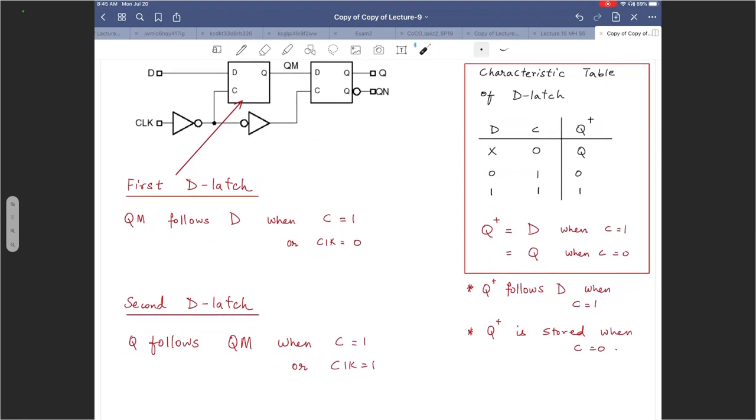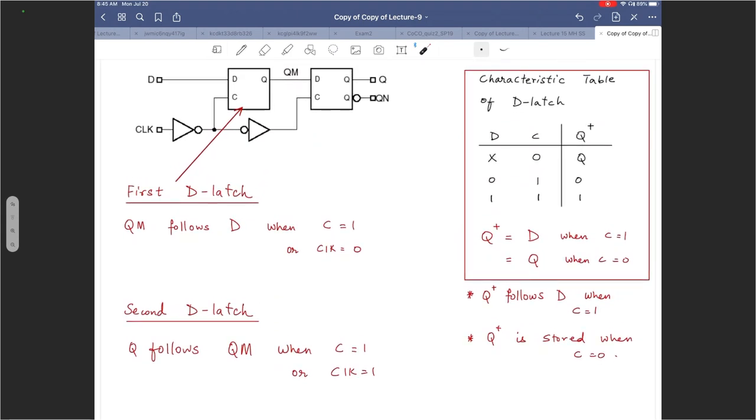Now come down to the second D latch. For the second D latch, this is Q here, which is this Q here. And this is QM over here, which is this QM over here, as well as here. Q follows QM when C is 1. But for that C to be 1, this has to be 0 here, this has to be 1 here. So clock is also 1.